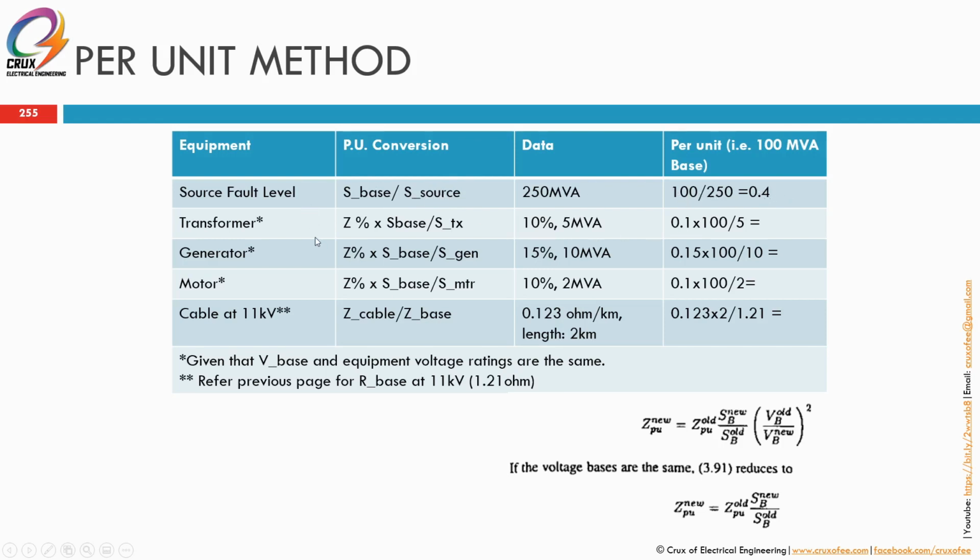For transformer, it's Z% times S base divided by the S of the transformer. So given here is 10% and 5 MVA. So it's 0.1 times 100 divided by 5 lah. 100 is the S base, 5 is the transformer MVA rating lah, or the base MVA rating of the transformer. Same goes for generator. It's the same manner, times S base divided by S generator.